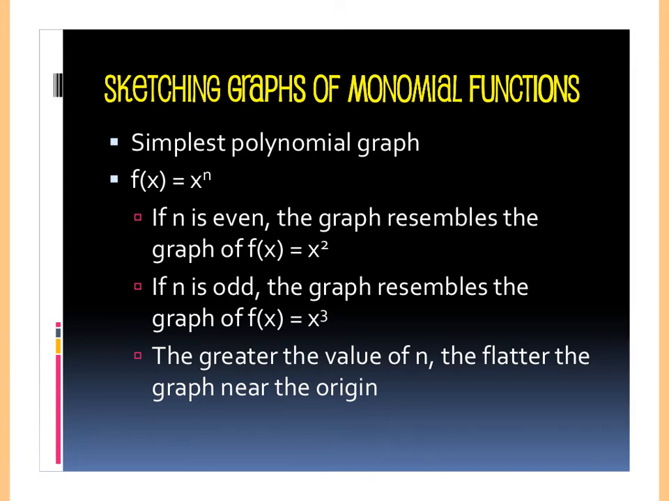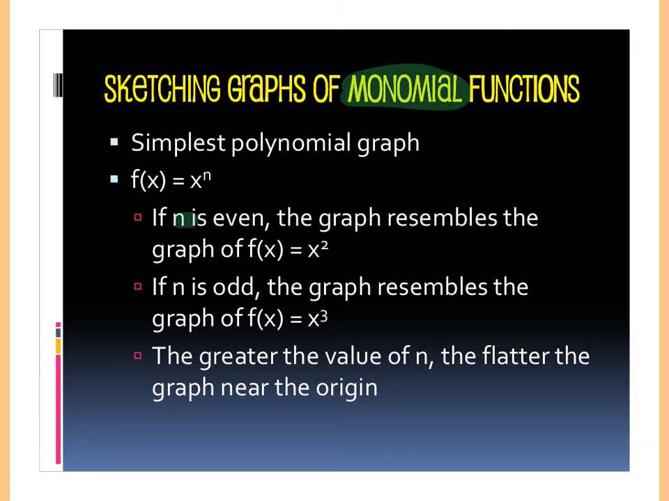There are monomials. Monomial means one term, okay, that we can actually graph based on transformations. So this is the simplest polynomial graph. There's only one variable. It's raised to a power. It can have a number on the front of it. It can have a number added to it, that kind of stuff. But there's only one variable.